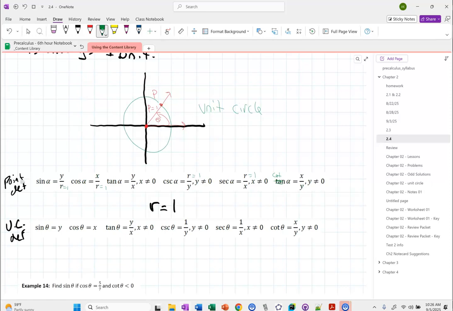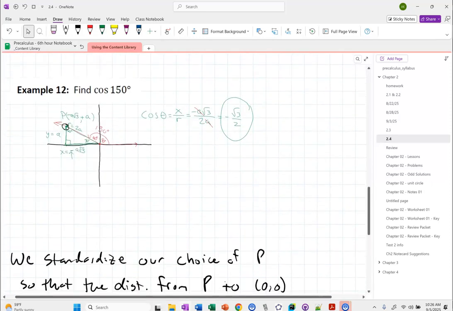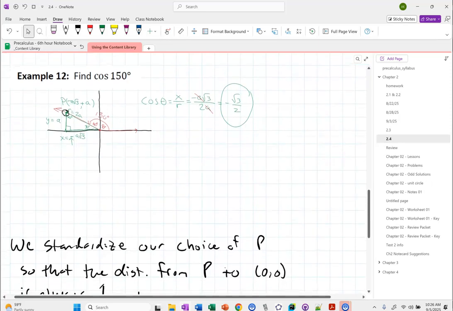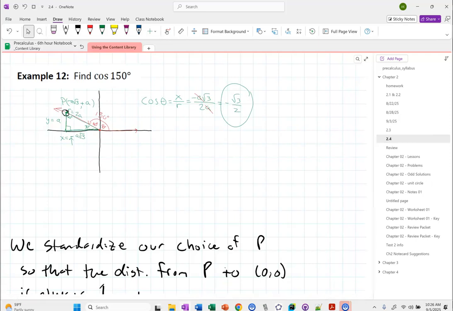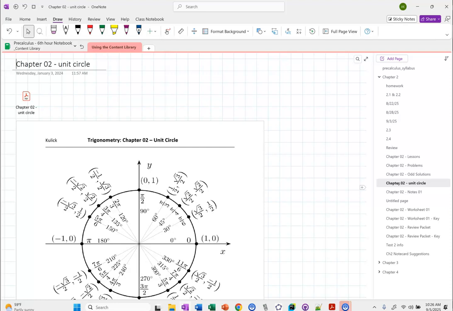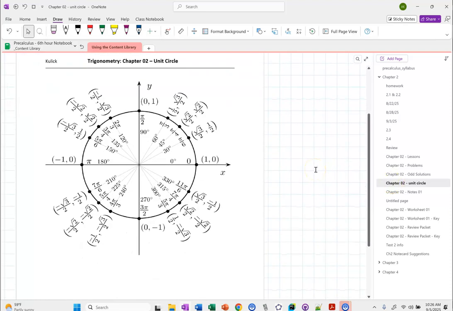What we do next is this process that we did for 150 degrees, where we drew the angle, built the reference triangle that includes a 30, 60, 90 triangle. We're going to do that for every angle that we can build a reference triangle that's either 30, 60, 90 or 45, 45, 90, and we're going to write it down. This is the result. When we talk about the unit circle in trigonometry, this is the result.